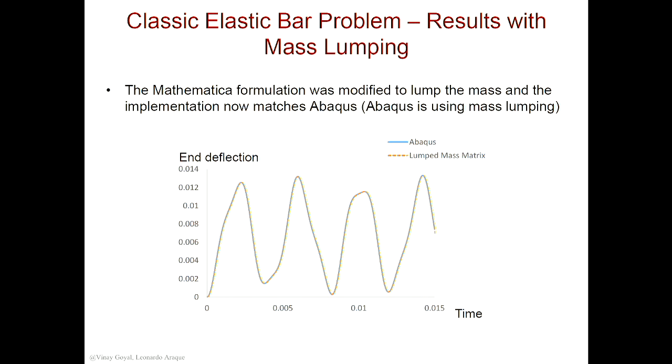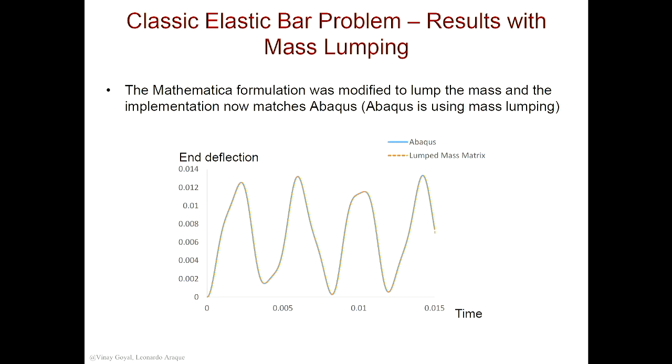It just matched, okay? Right? So it gave me the same answer. So clearly, Abaqus is mass lumping things to the diagonal terms, and that clearly also shows you that there's an error that you're incurring at the expense of computational time.